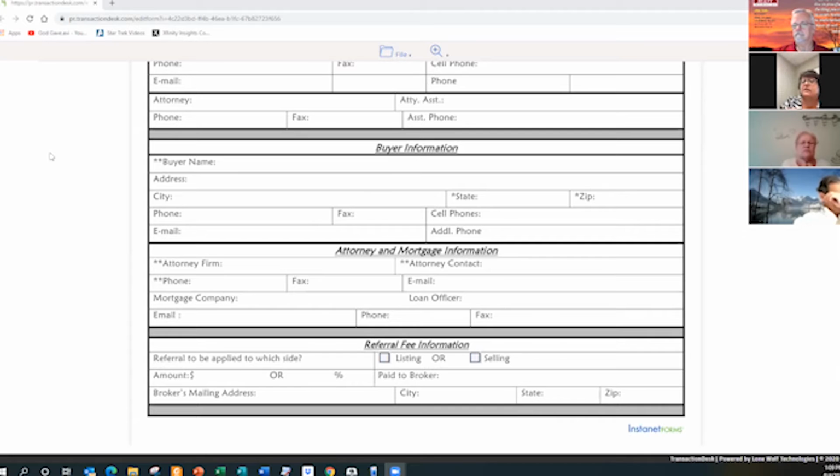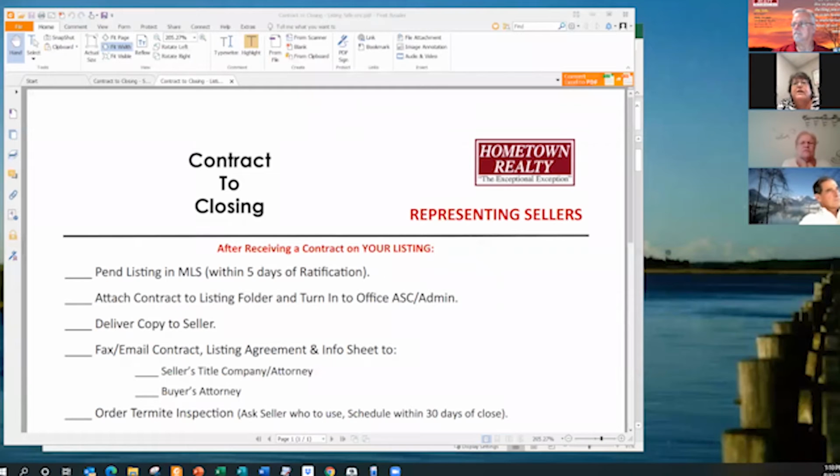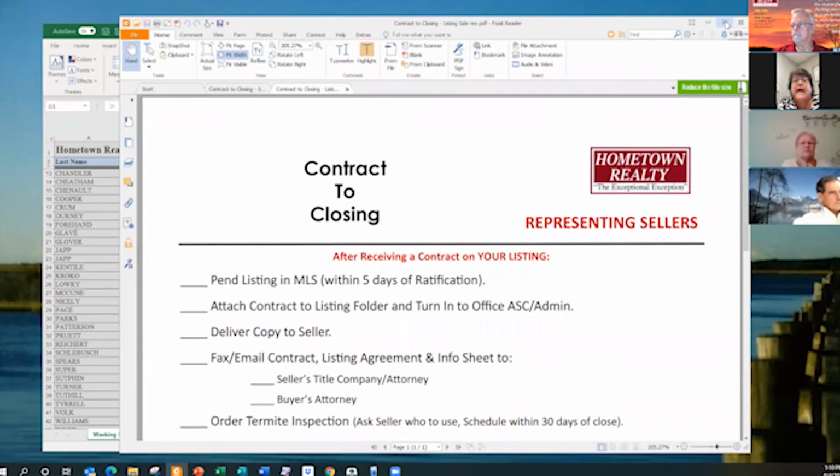All right, that's a little bit on the info sheet. Now let's talk about the actual physical process and timeline. So you get a deal pended, you turn in the info sheet and all your paperwork to your ASC. They process it, create a file, and your manager's going to review it, write any notes to you if you're missing forms. Everything goes well, your deal gets closed.